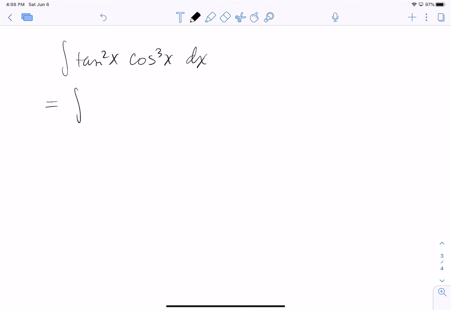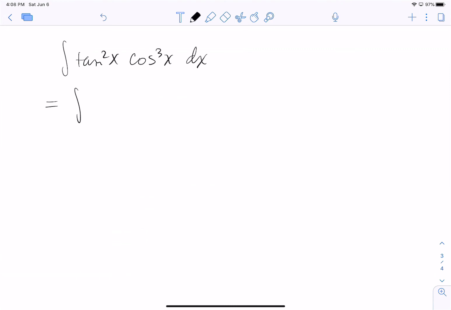Next up, we have the integral of the tangent squared of x times the cosine cubed of x dx. There's not a lot of nice that can happen when we're looking at a tangent and a cosine. We can use strategies that we saw in previous courses regarding changing trigonometric functions into sines and cosines.